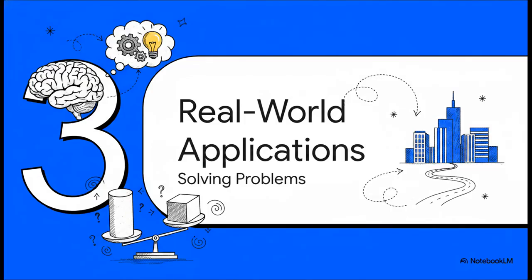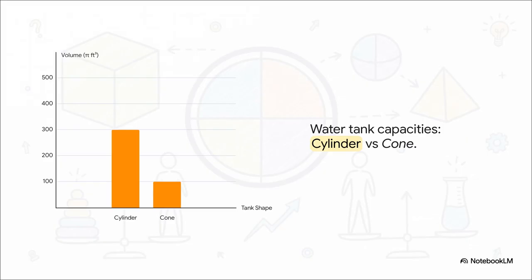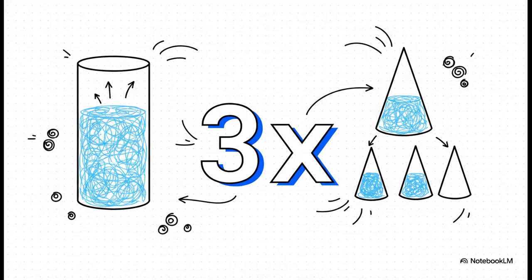Now, let's move on to part three, real-world math applications. Okay, imagine you're the logistics manager for a huge manufacturing company. You have super limited space in your warehouse. Specifically, you've got a footprint with a 5-foot radius and a 12-foot ceiling limit. Your boss says to store as much water as possible. Knowing this mathematical rule makes your job a breeze. The cylindrical tank holds 300 pi, while a cone tank with the same dimensions holds just 100 pi. The numbers do not lie, folks. The cylinder holds precisely 3 times more water.